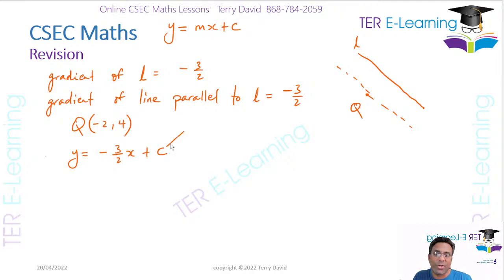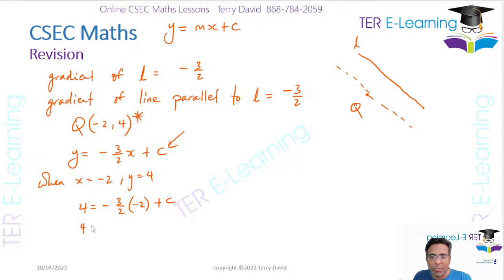So all we need to do now is figure out what this c is. And to do that, I must use this point here. So when x is equal to minus 2, y has to be equal to 4. So therefore 4 is equal to minus 3 over 2 multiplied by minus 2 plus c. So minus 3 over 2 by minus 2 is going to give me positive 3. So therefore c is equal to 4 minus 3. So c is equal to 1.